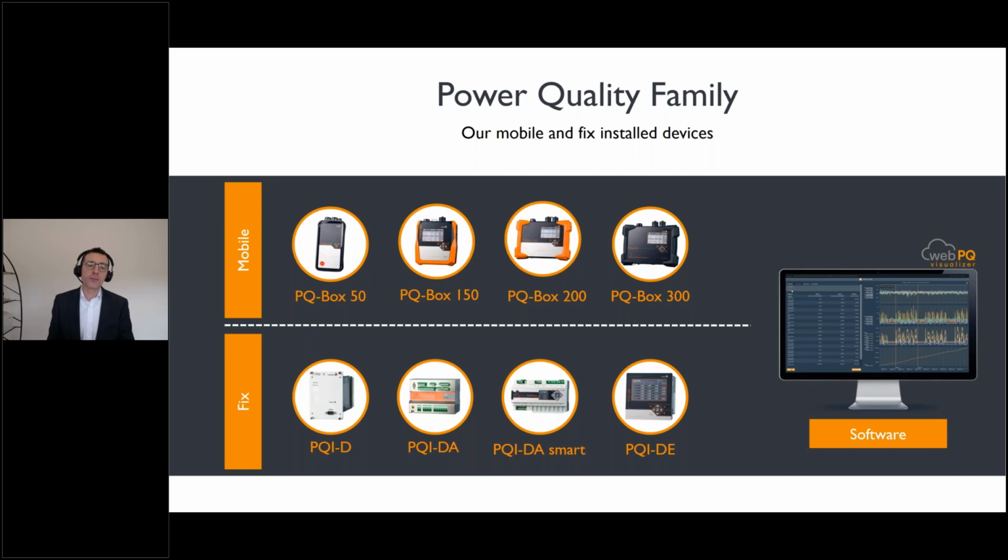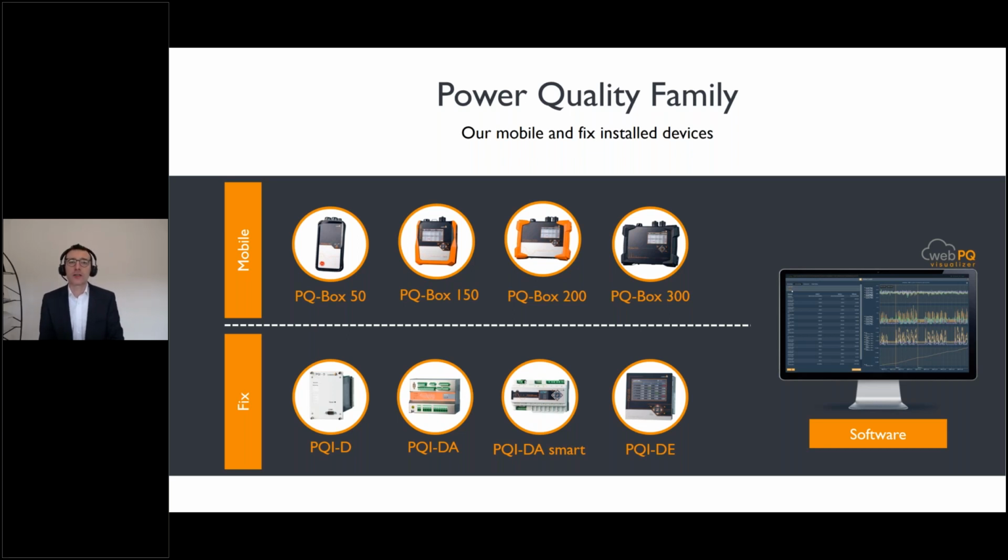For example, with a PQID-E, you can also measure in the high voltage or medium voltage system with the new voltage level 3.25 volts and so-called sensor input. And also with PQID-A Smart and PQID-E, you can measure, for example, directly with Rogowski coils as well as current clamps with a sensor millivolt input.